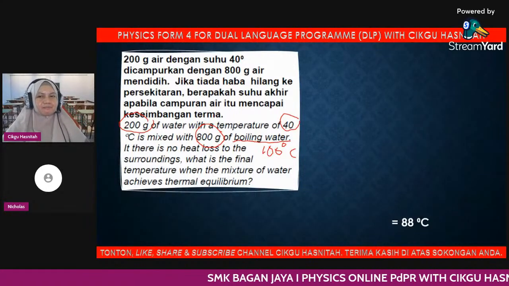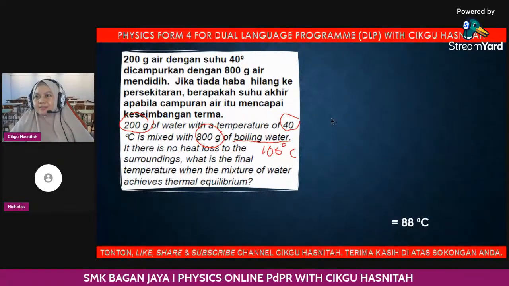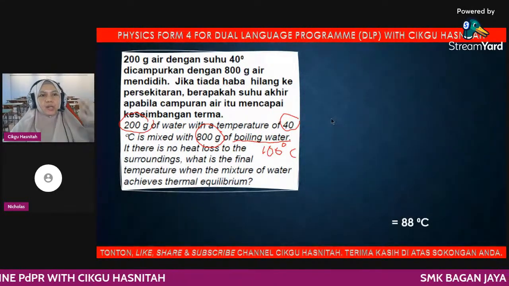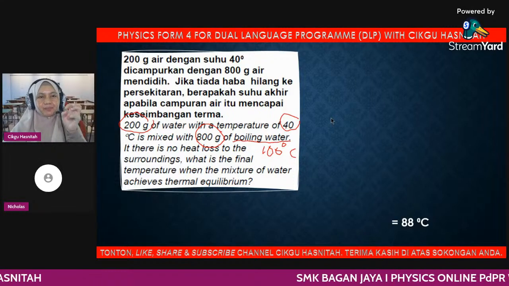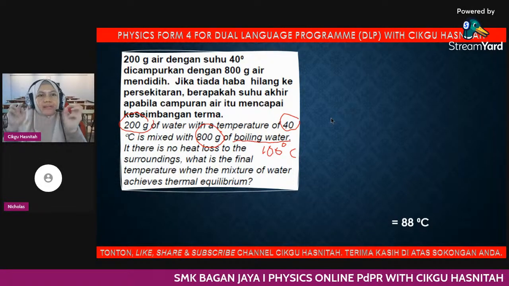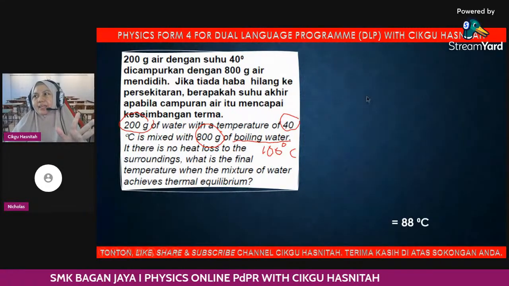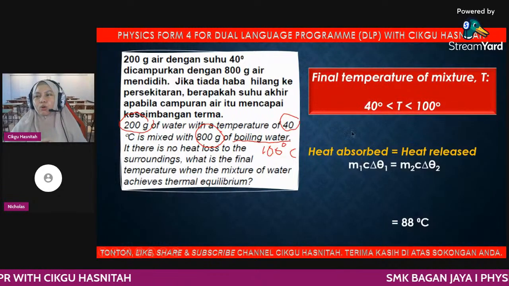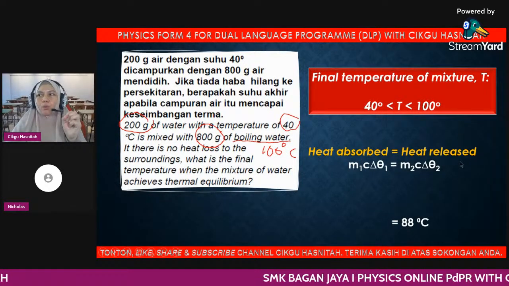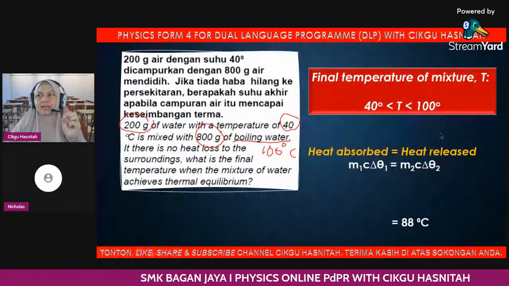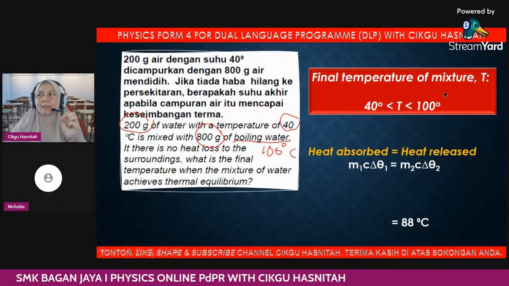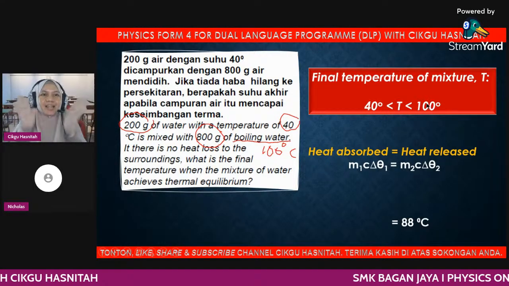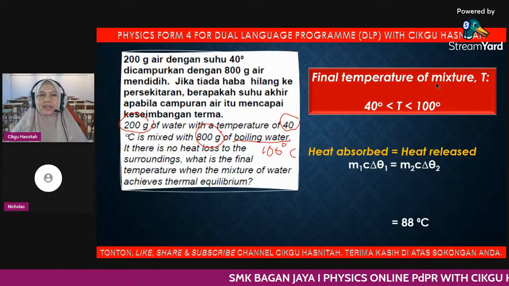Okay, boys, girls. What happens to the water at 40 degrees when mixed with hot water? The lower temperature will absorb heat, while the higher temperature will release heat at the same time. This is the concept you must understand. The cold water at 40 degrees absorbs heat, while the boiling water at 100 releases heat. So the final temperature of the mixture must be between 40 and 100 degrees Celsius.